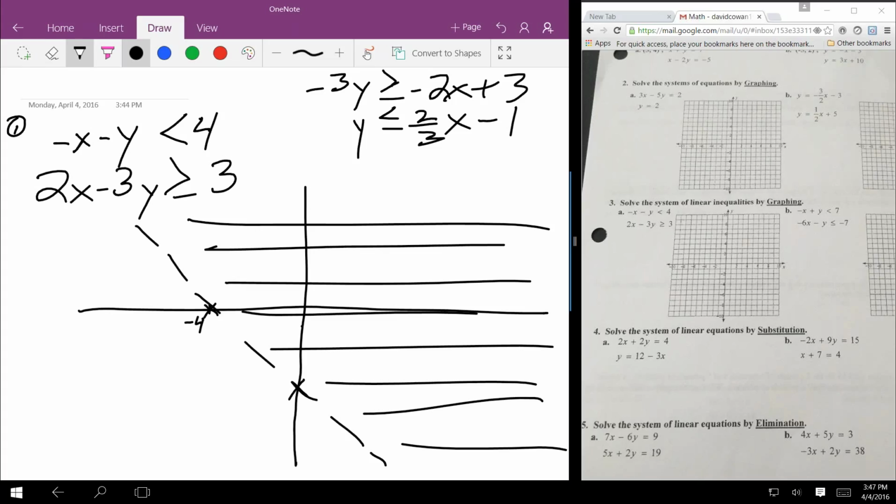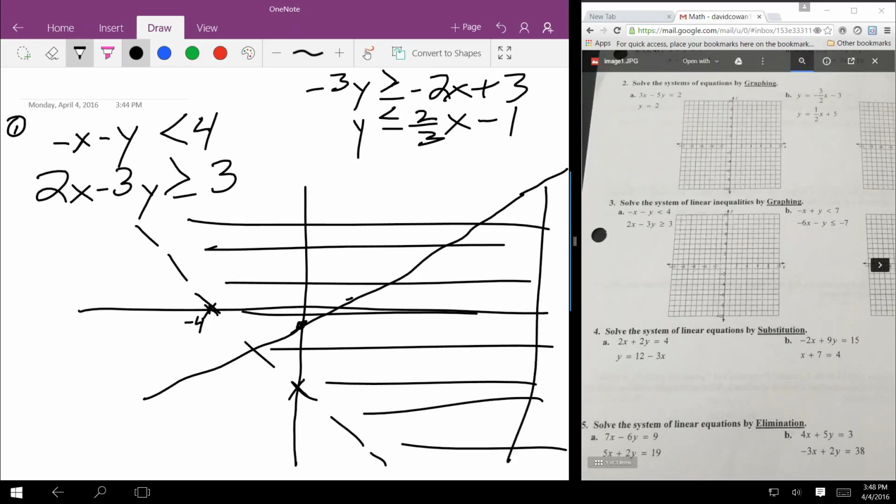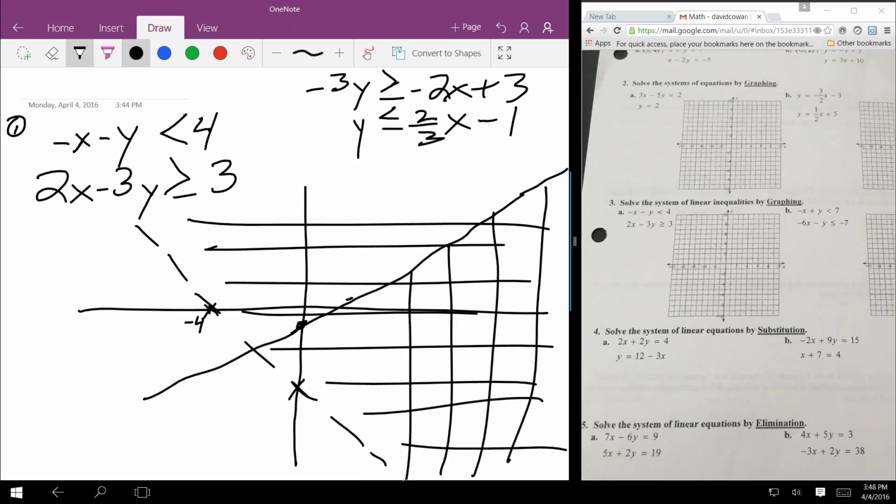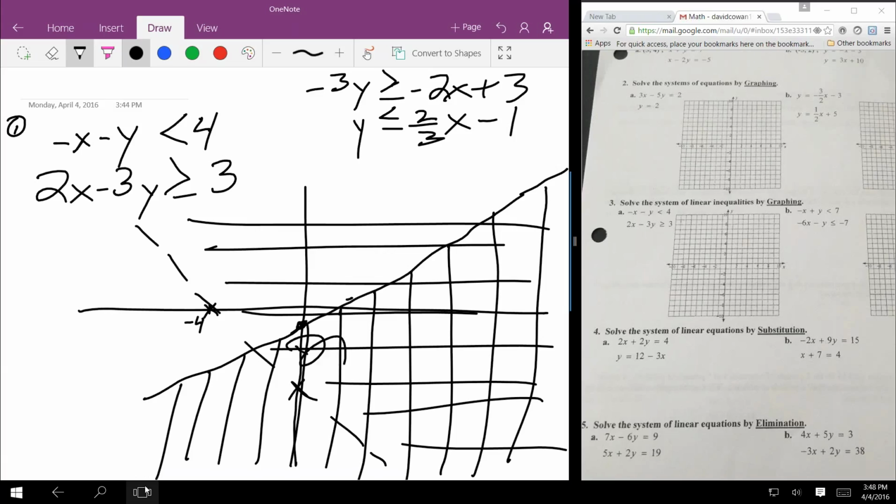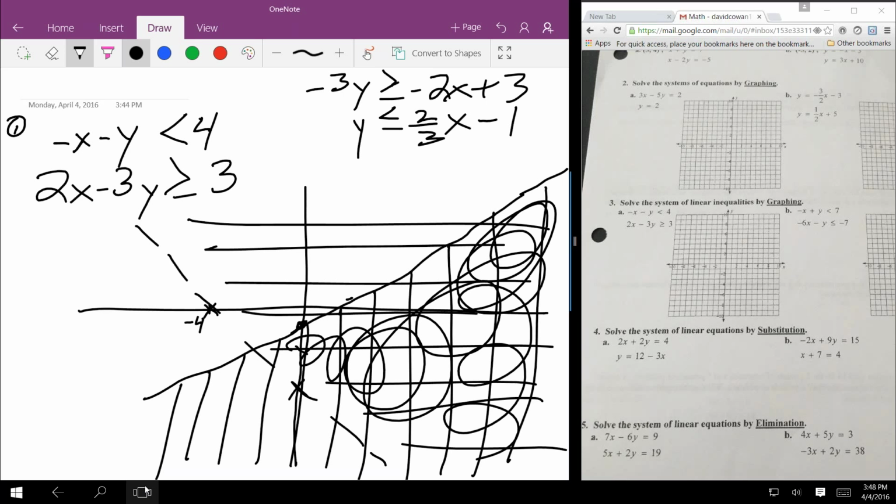It goes through -1, has a slope of 2/3, so I go up 2, to the right 3. Solid or dotted line? Solid. Above or below that line? Below. So I'm going to use vertical stripes here. And the only region that satisfies both of these is that region right there.